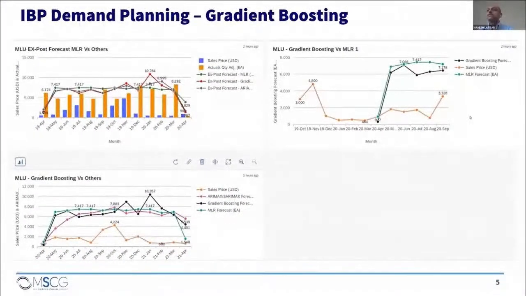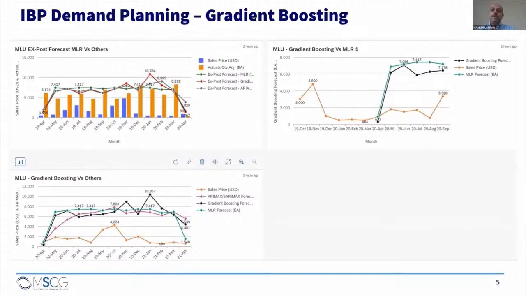Okay, this next chart is talking about the comparison between gradient boosting versus MLR. And if you look at the orange line, it's the sales price. It's quite fluctuating. And if you look at the gradient boosting output, the forecast, the way it is generated, wherever you have a low sales price, you have a high forecast. So this is for the future horizon, maybe the next 24 months.